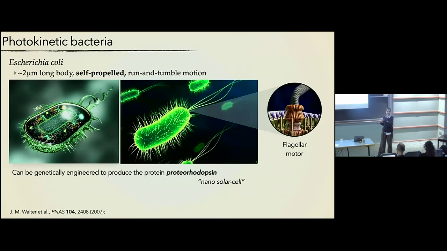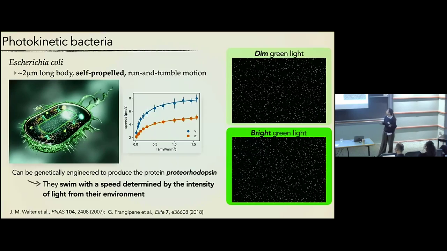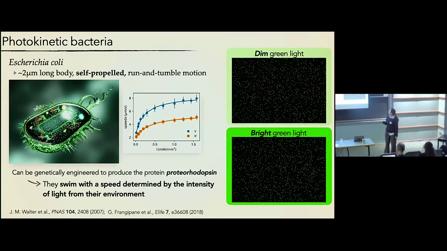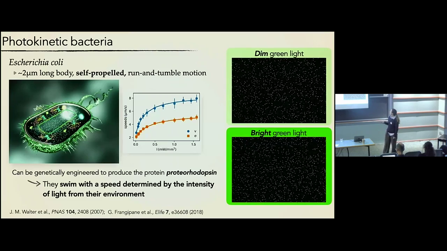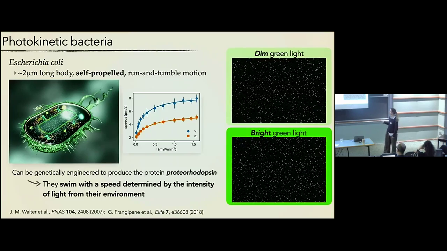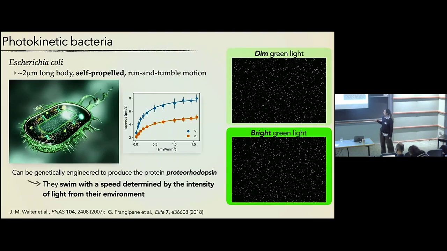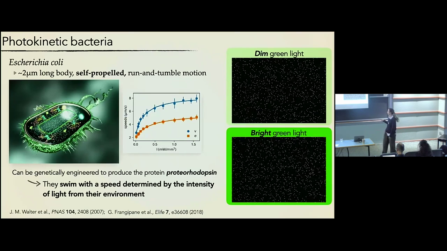The brighter the light intensity it captures, the faster it moves. So they swim with a speed determined by the intensity of light from their environment. These are a couple of examples: hopefully you can see that with dim green light at the top, they're swimming but not very fast, and at the bottom they're swimming much faster. This is also a graph from work that was done in the group I was at several years ago, of the speed as a function of the intensity.